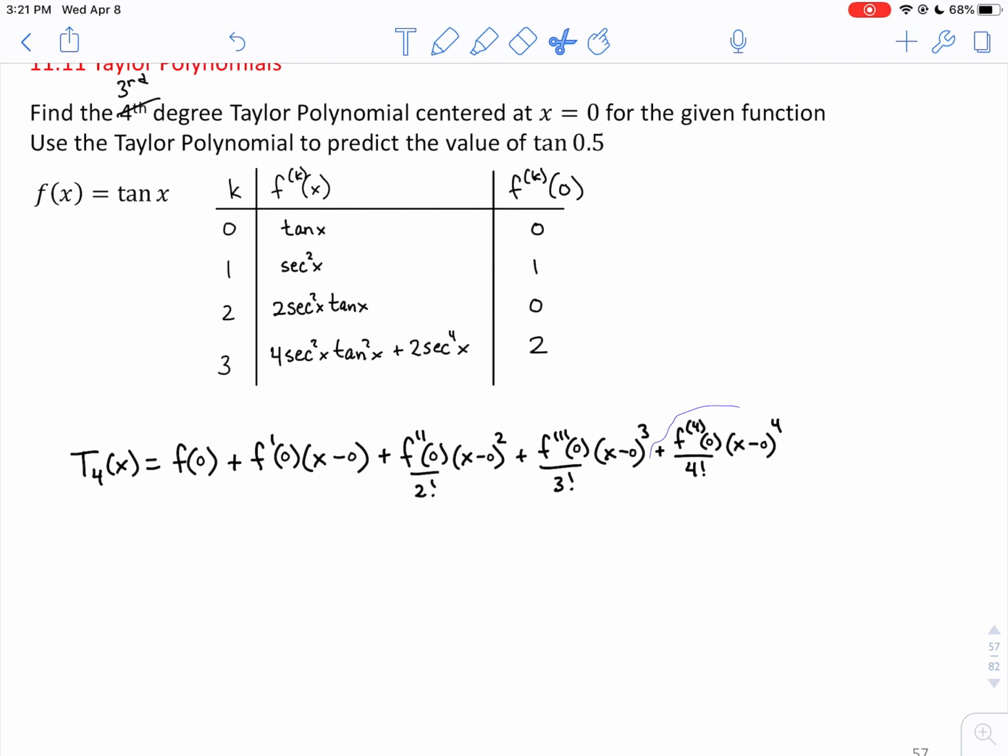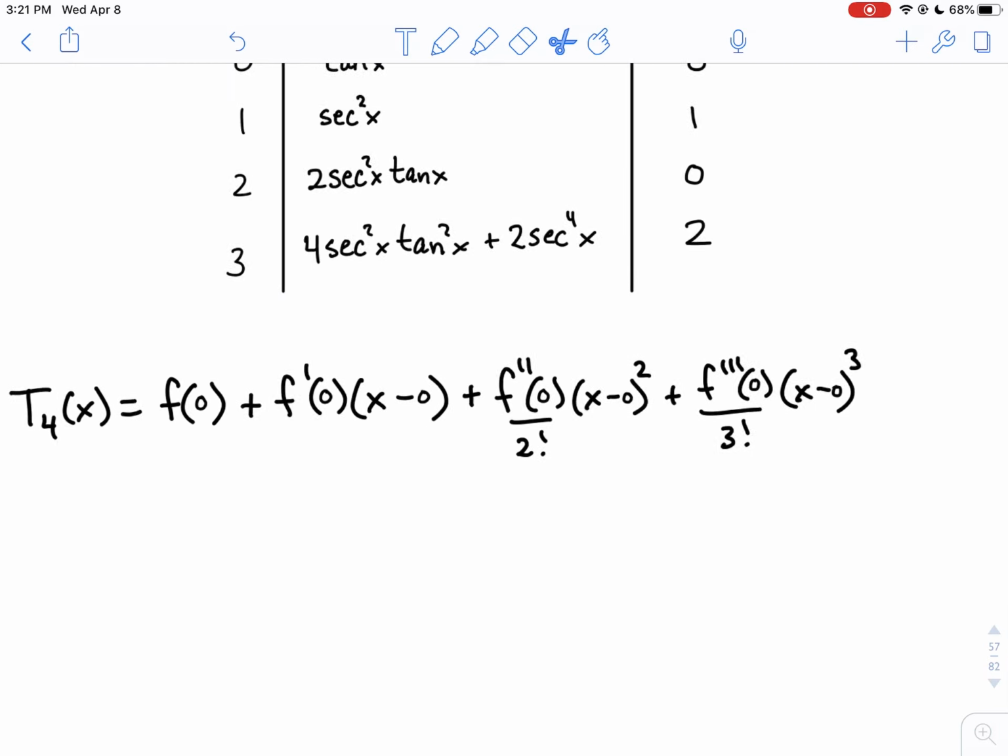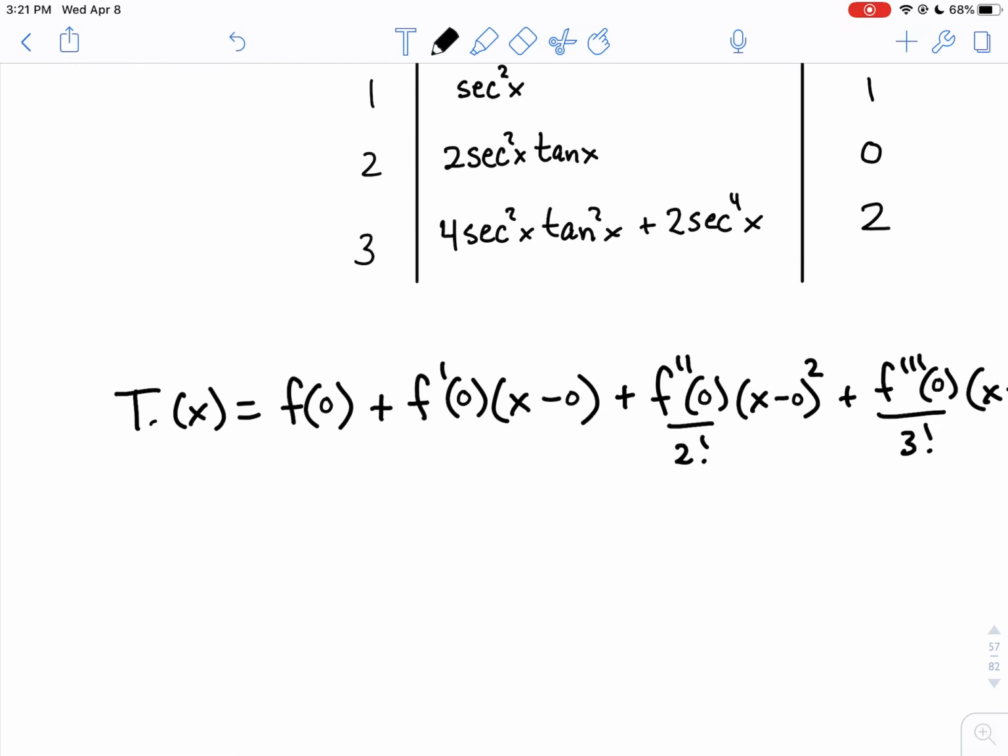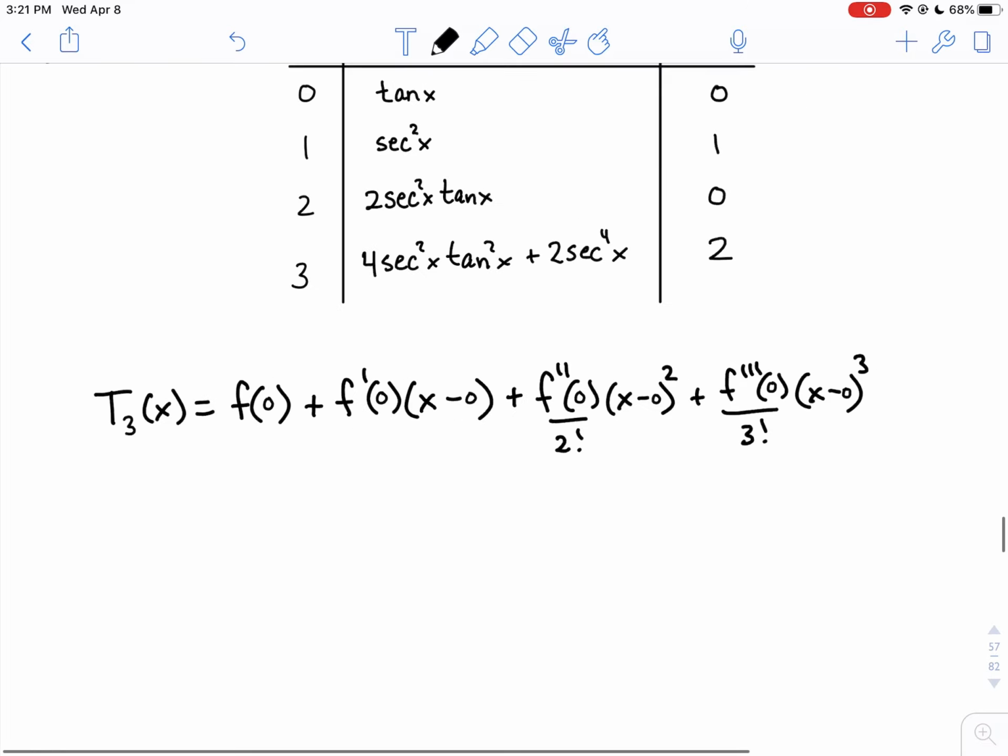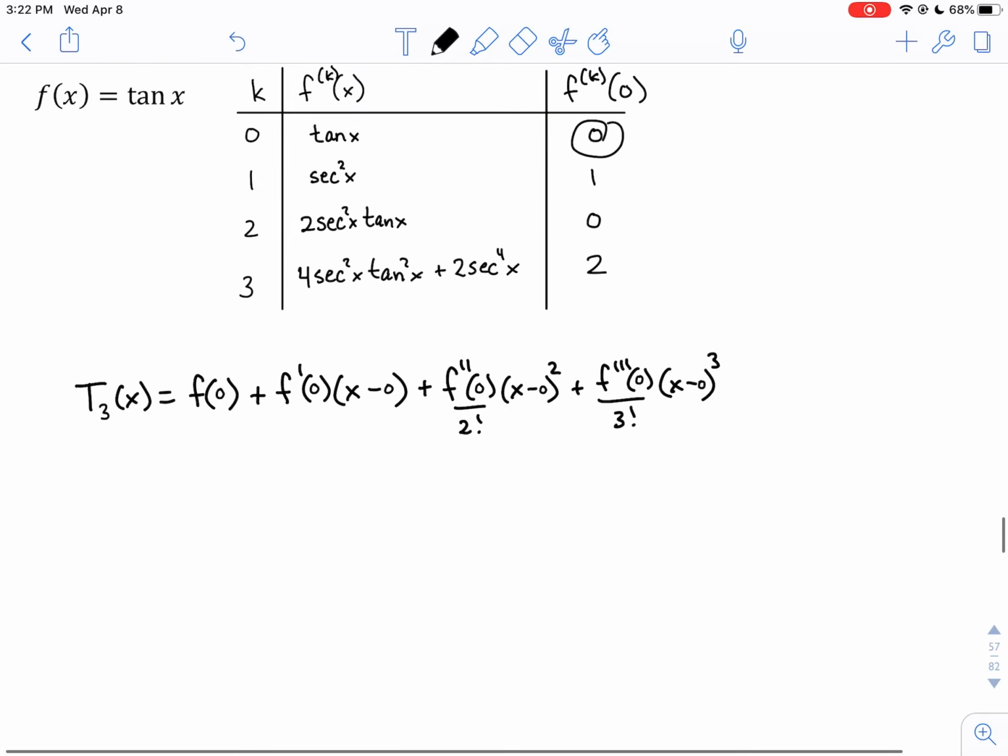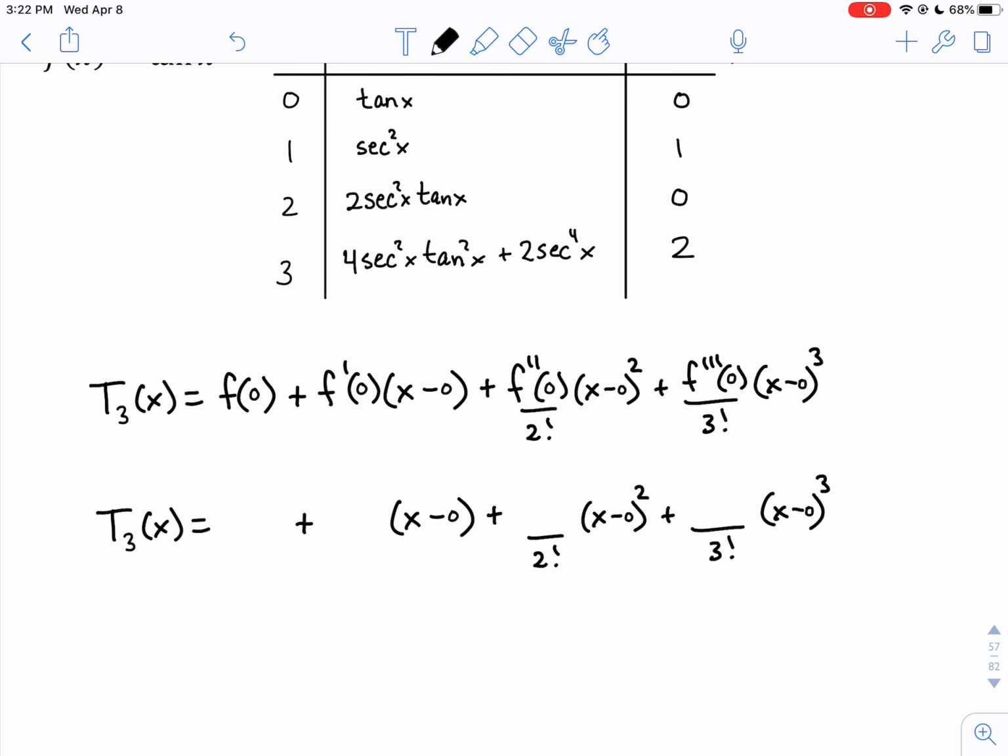And let me crop off that term there. We decided to stick with the third degree, which means I also need to change that to the 3. So we have a third degree Taylor polynomial. This entry right here goes into this spot. This entry here goes into that spot. This will go in right there. And then finally that will go in right there. So f of 0 is just 0. F prime of 0 was 1. F double prime of 0 was 0. And the third derivative was 2.